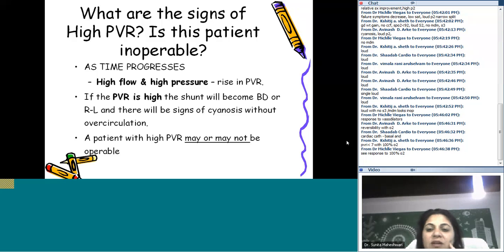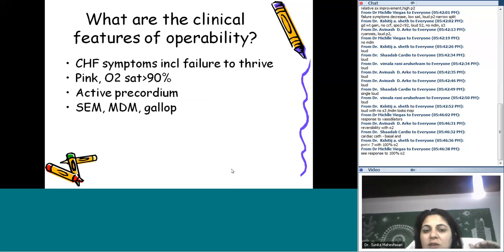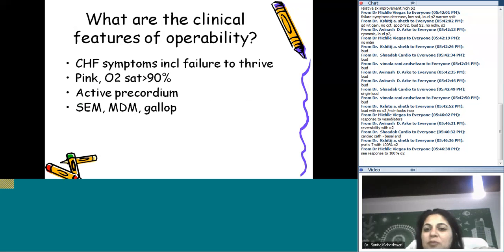So when you have a patient who is cyanosed and has signs of high PVR, this patient may or may not be operable. So before you go to the cath lab, you have to try and figure out is he operable, is he not operable. So we've done the clinical features of operability: heart failure symptoms including failure to thrive, he's pink, O2 sat more than 90%, active precordium, systolic ejection murmur, MDM, gallop, right? All clear on this.